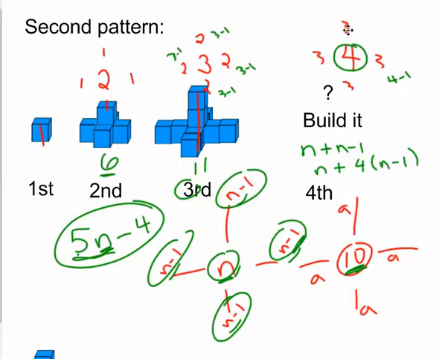And what you came up with was, in the nth figure, it would be n cubes in the tower, and then 4 groups of 1 less than that number. So you added your n's and we got 5n minus 4. And then we tested it on the numbers and it worked.